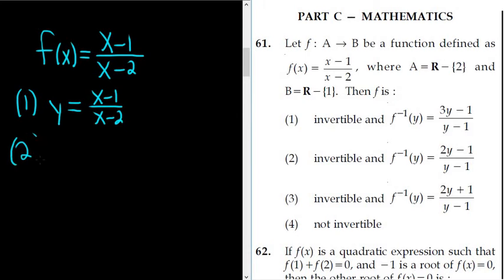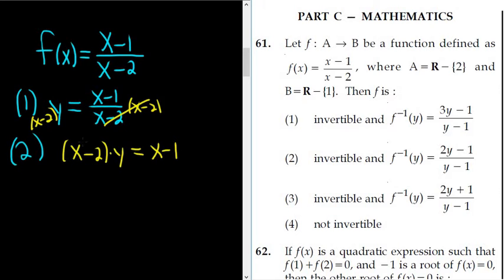To do that, we will multiply both sides by x minus 2, and likewise x minus 2 over here. These cancel, so we get x minus 2 times y, and here we're left with x minus 1. And again, we're looking for x. X is going to be a function of y. It's the inverse function.